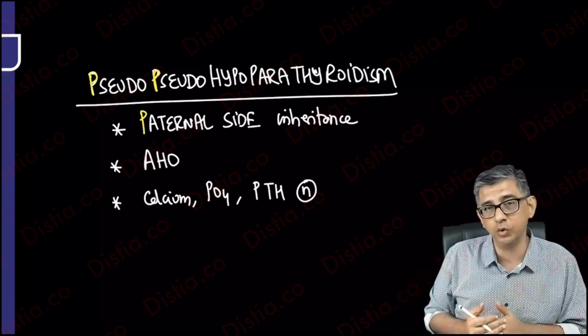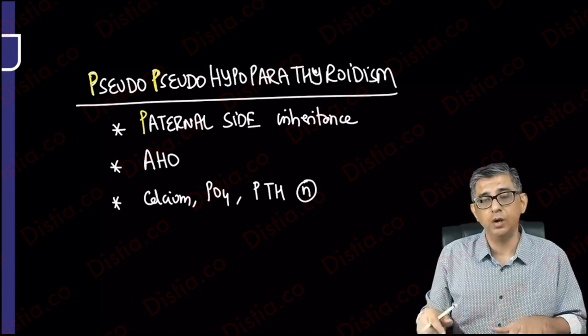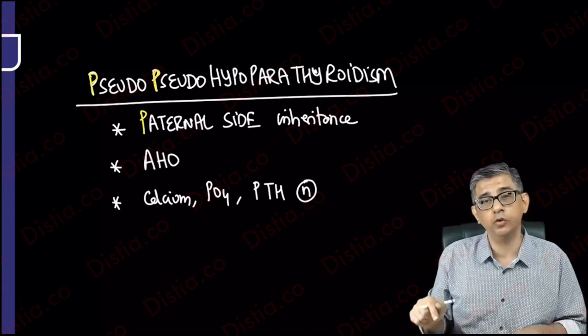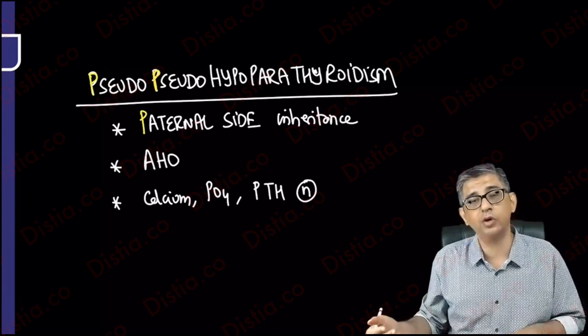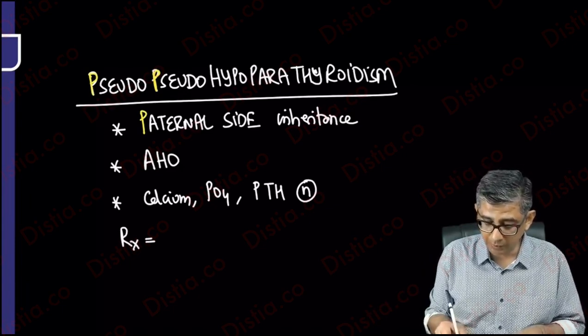The action on the second tissue is normal. The action on the bone is defective. So we have AHO, but the action on the kidney part is normal. So calcium and phosphate per se are normal. The PTH values are also normal. The disease is called pseudopseudohypoparathyroidism, and there is no treatment for it.